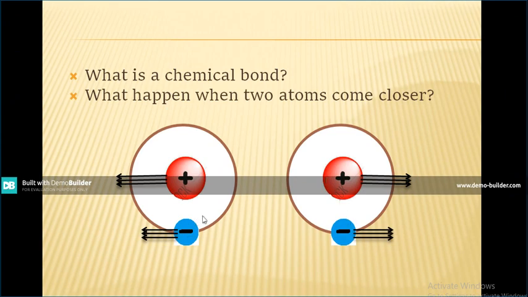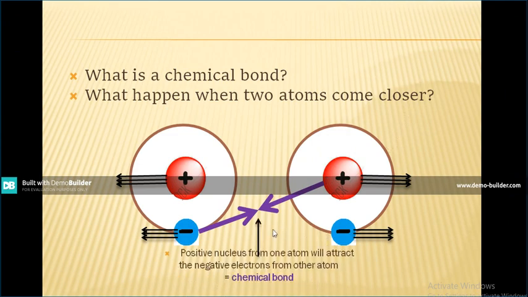But as you remember, different signs attract each other. This means that the electrons from one atom can be attracted by the nucleus of another atom, like this. This is the electrostatic force between those electrons and the nucleus of another atom. The positive nucleus from one atom attracts the negative electrons from another atom, which initiates the chemical bond.